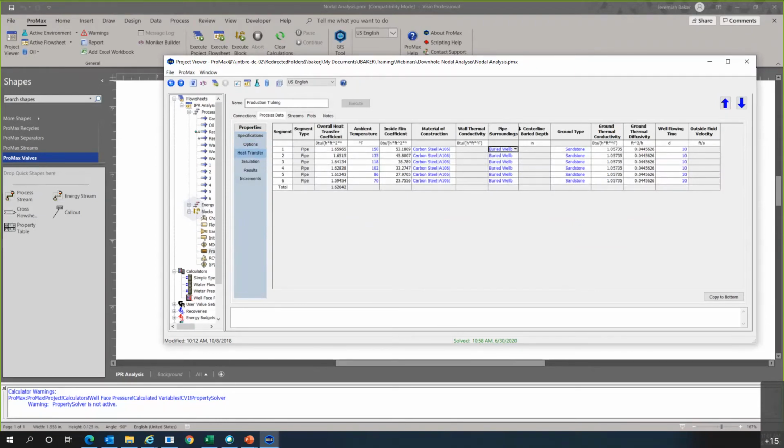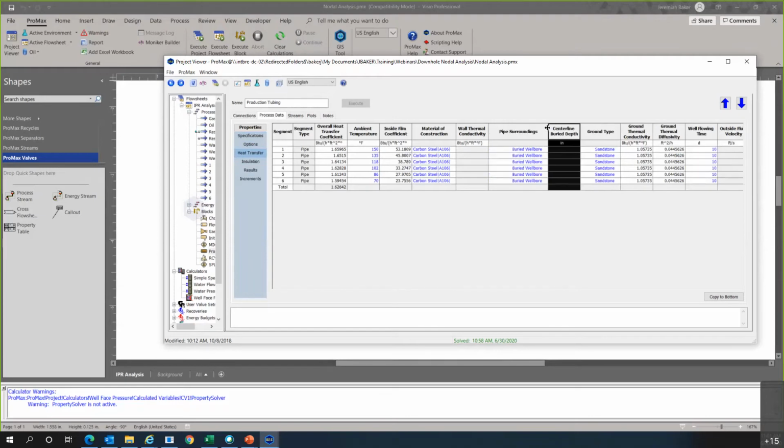One thing that's different here than what you might be used to is that normally when we look at pipe surroundings in our heat transfer, whether it's a vertical or a horizontal pipe, whether it's a gathering network or plant piping, we normally make it either buried or above ground. But if you use buried wellbore, those are the heat transfer equations that govern vertical wellbore flow and how the heat transfer is derived there. So that is a different setting than you're used to. You probably want to make sure to use buried wellbore.